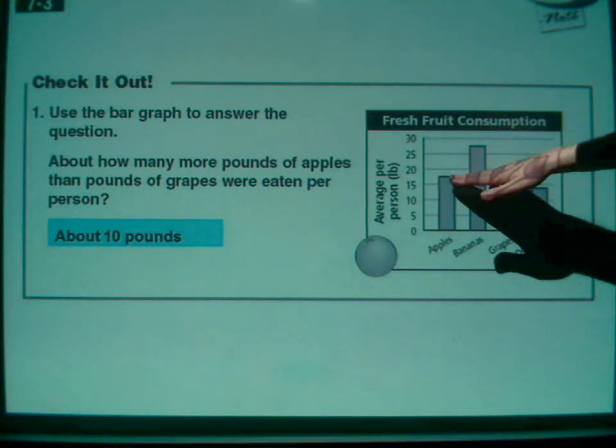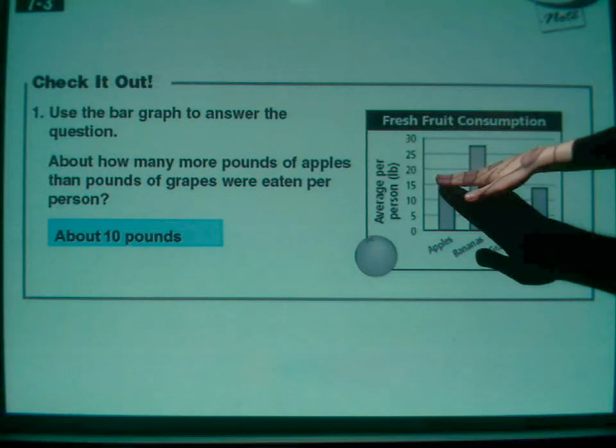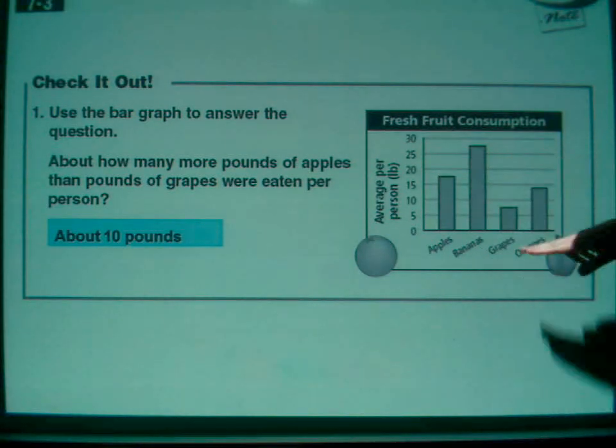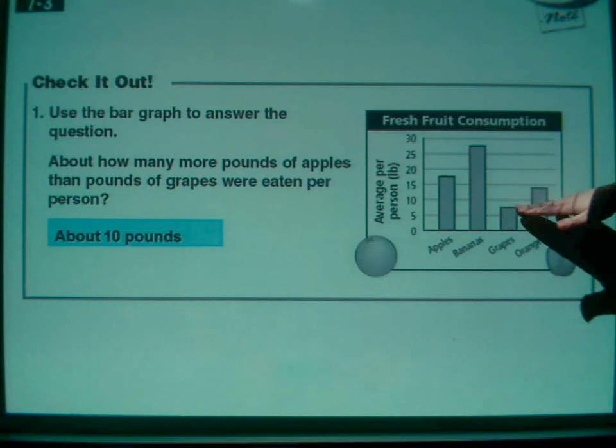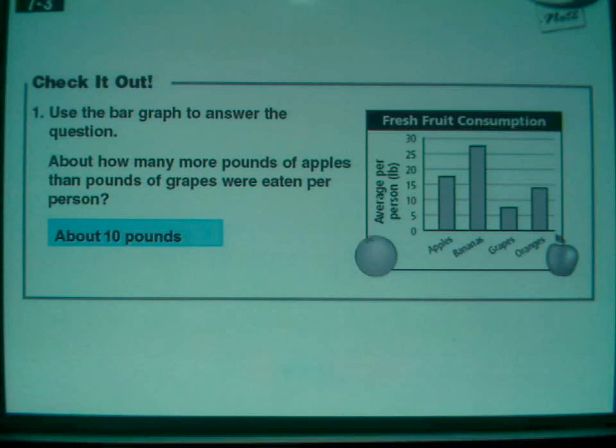Well, as you can see, the apples bar is about midway between 15 and 20, so roughly 17 and a half, while the grapes bar is also about halfway between two bars, halfway between 5 and 10, which is about 7 and a half. So if we subtract 17 and a half and 7 and a half, we find a difference of 10. So there were about 10 pounds more apples eaten than grapes.